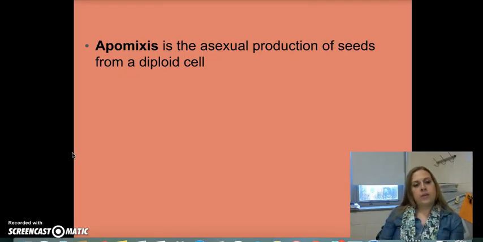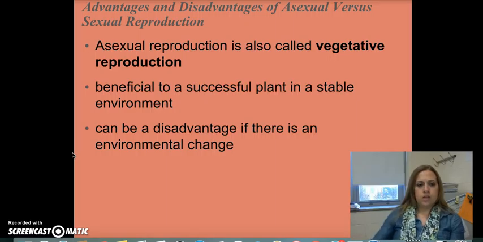You have apomixis, which is the asexual production of seeds from a diploid cell. And so now, why asexual reproduction? What are some advantages, but also are there any disadvantages? Well, asexual reproduction, which is also called vegetative reproduction, is going to be beneficial to a plant that is found in a stable environment. If you have a parent plant in a stable environment and that parent plant is successful and it's doing well, then making clones of yourself is a good idea.